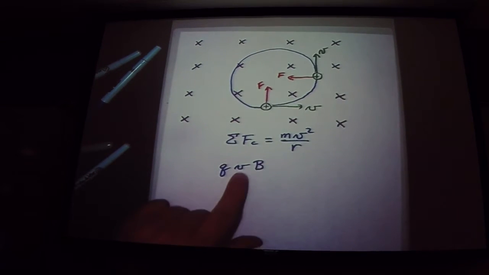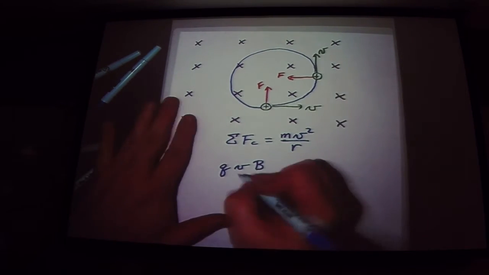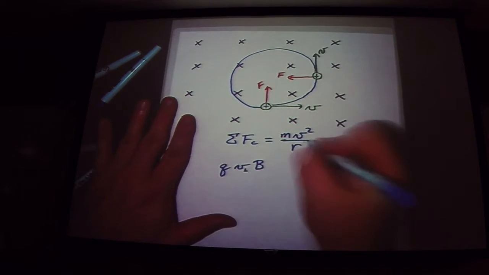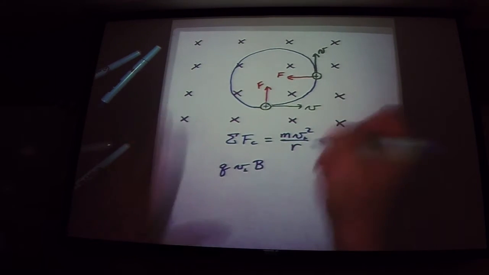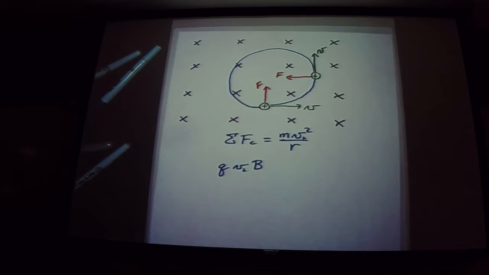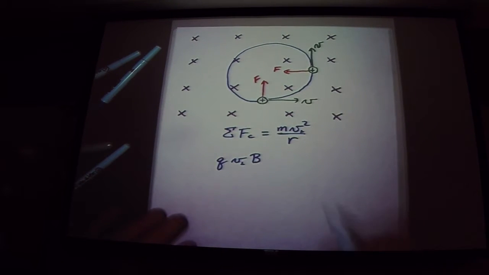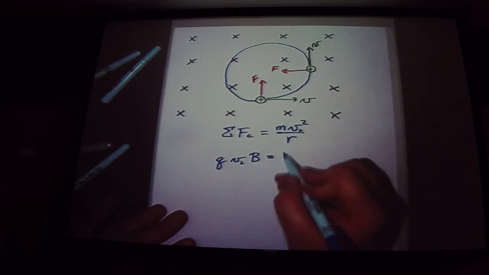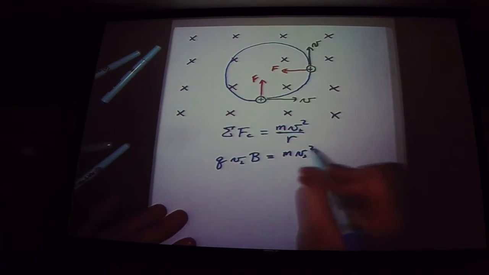Because we're choosing a velocity that is perpendicular to the magnetic field, I'm going to put a little caveat here and say V perp. Even though your book doesn't say V perp, it's okay. And so that's equal to m v perp squared over r.